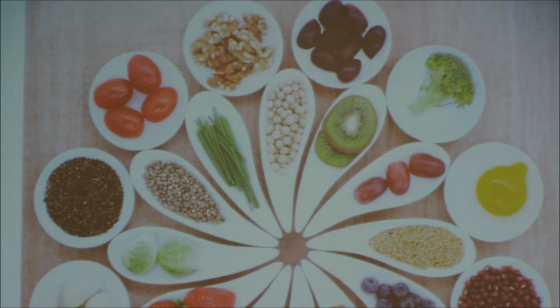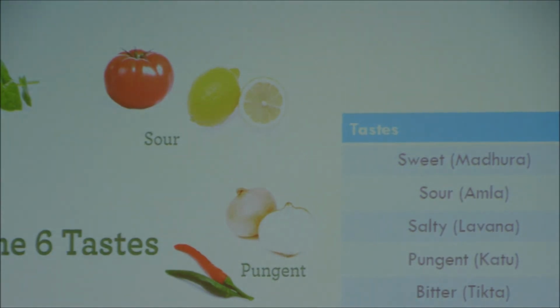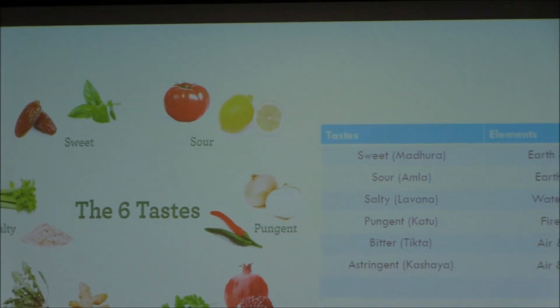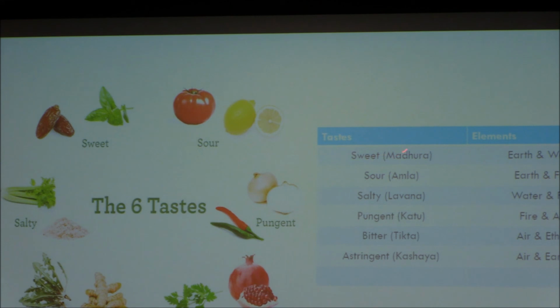Okay, so this is another ideal plate. Nobody eats like that, but this gives you an idea what your plate should look like. The other idea here: one common thing that's always been attacked is the sweet.